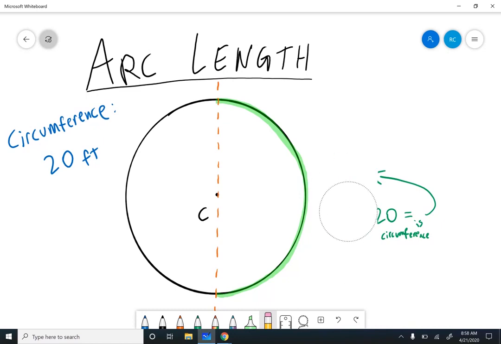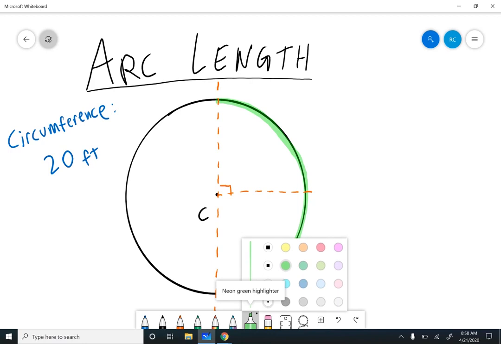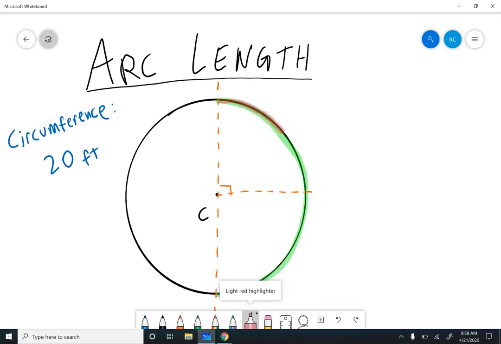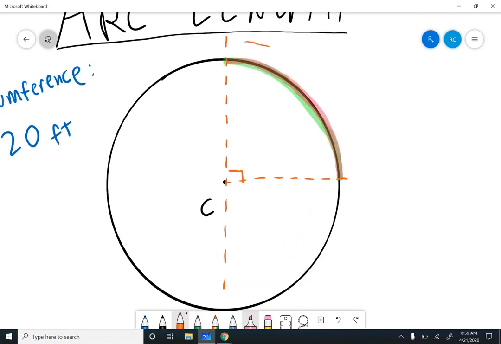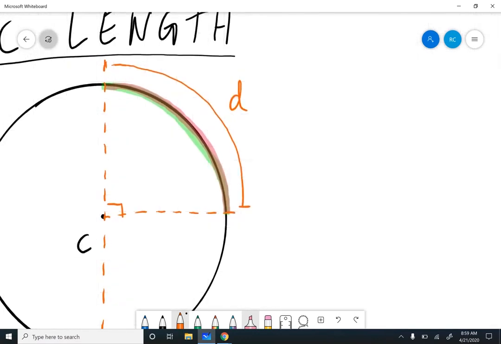Let's take another look. What if instead of having half of the circle, I only have a 90 degree slice? Now I'm looking at this arc here only. Now, what is this distance? 1/4 of the way around. Well, I hope that if you're looking for 1/4 of the circumference, you could take 1/4 of the circumference. But 1/4 times 20, that's 5. It's the same thing as 20 divided by 4.